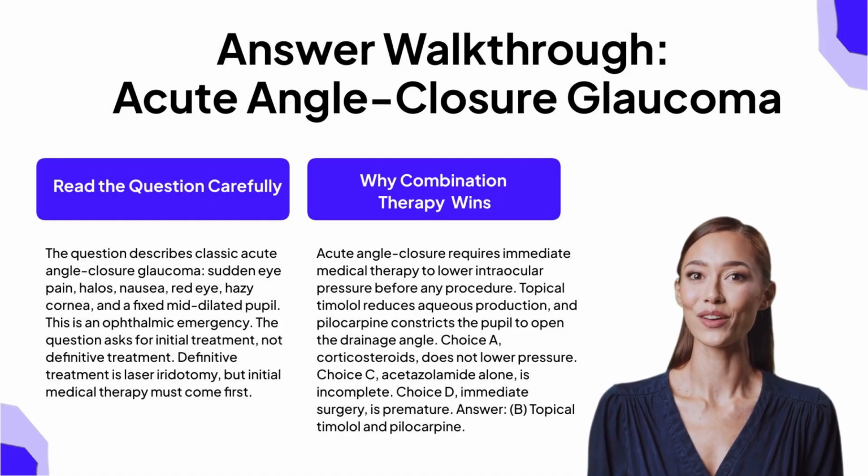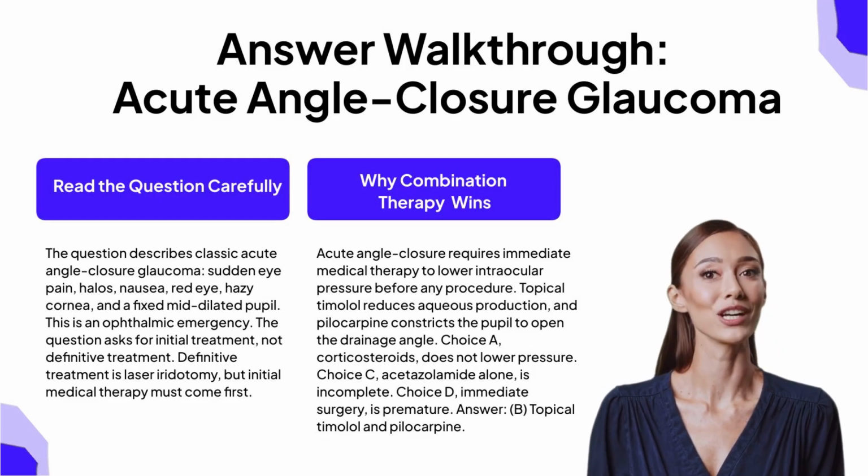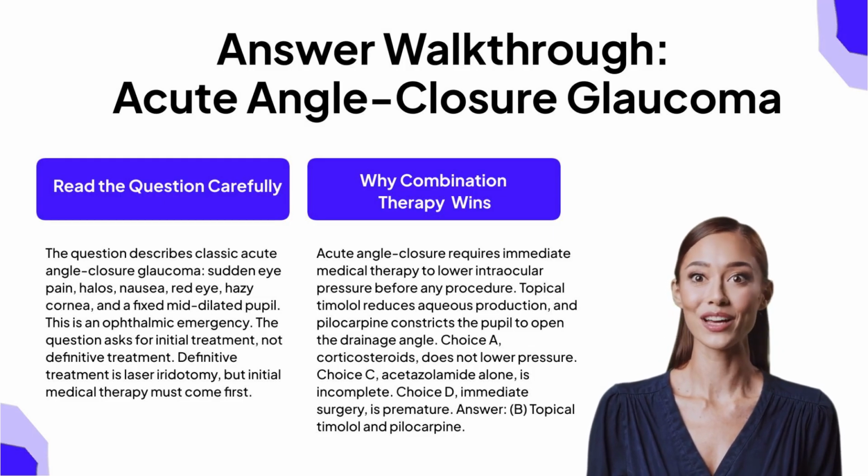Timolol is a beta blocker that reduces aqueous humor production. Pilocarpine is a miotic that constricts the pupil and opens the drainage angle. Together, they rapidly lower intraocular pressure.